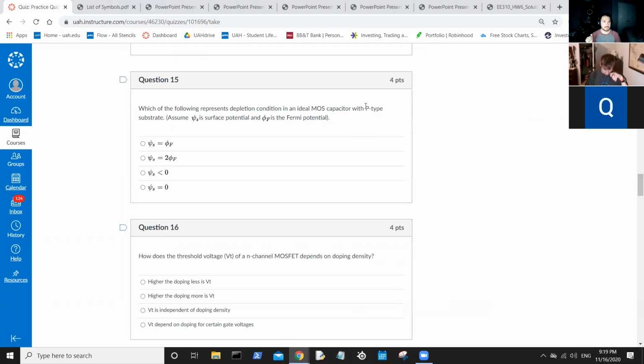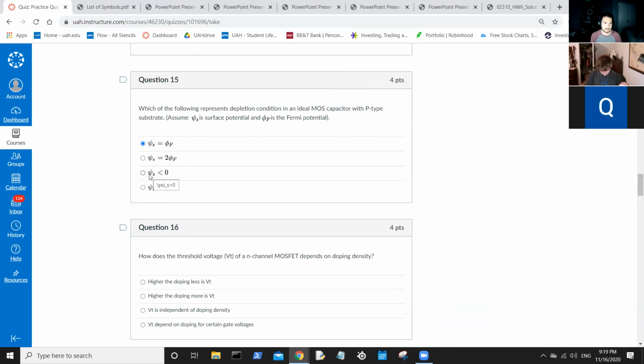Ideal MOS capacitor is depletion condition. If I remember correctly, inversion is when it's this condition. So we're not at inversion, we're at depletion. So it should be this one. It shouldn't be equal to 0 here, and it shouldn't be less than 0.